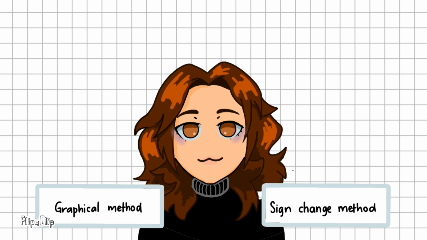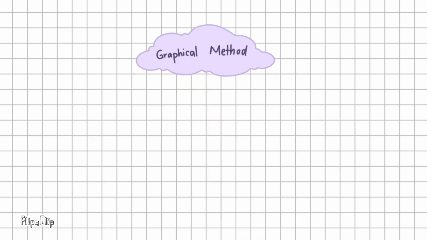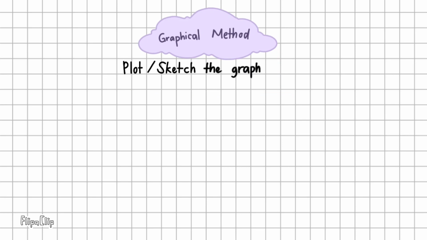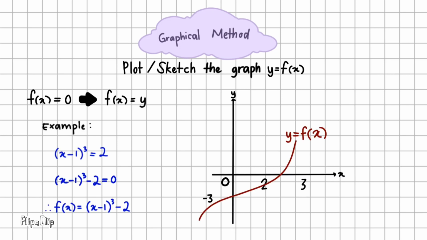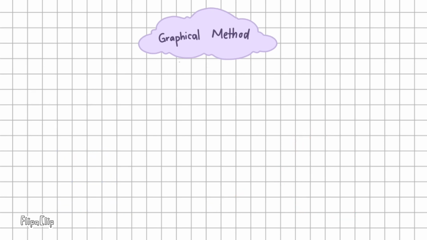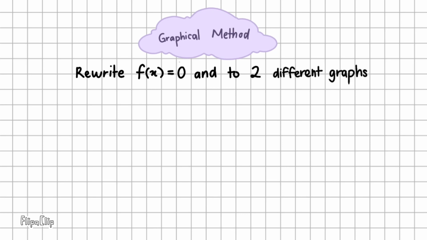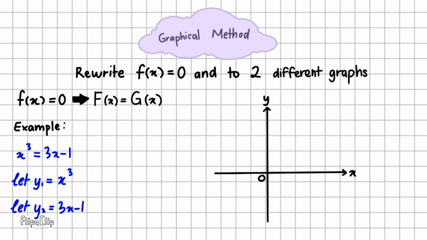Sign changes method. In graphical method, it can be done either by plot or sketch the graph. You have to change from f(x) equal to 0 to f(x) equal to y and sketch the graph. The intersection of x-axis is where the root lies. Or you can rewrite f(x) equal to 0 into two different graphs. Take f(x) equal to 0 and separate into two graphs. Then sketch those two graphs. If both of these graphs intersect, then the root lies between the intersection of the point.